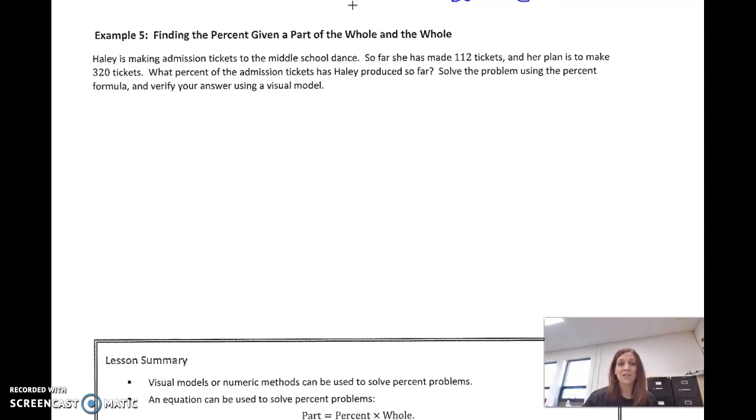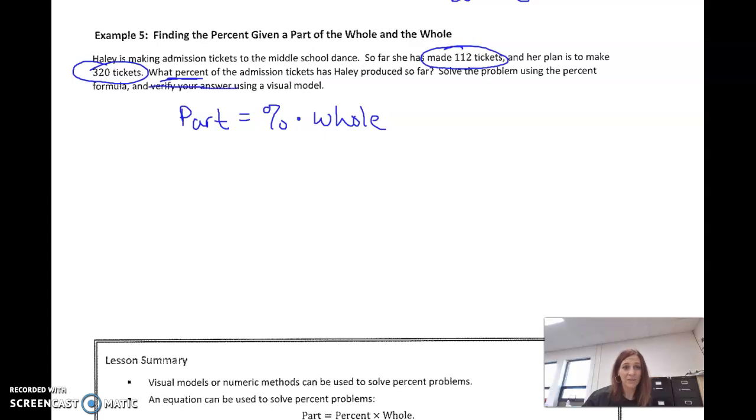Haley is making admission tickets to the middle school dance. She has made so far 112, and her plan is to make 320. What percent? So write down your formula. Part equals percent times whole. And again, not verifying using a visual model. She's made 112, and her plan is to make 320. That means 320 is the whole. The part is 112. And I'll use a variable that makes sense, p for percent.